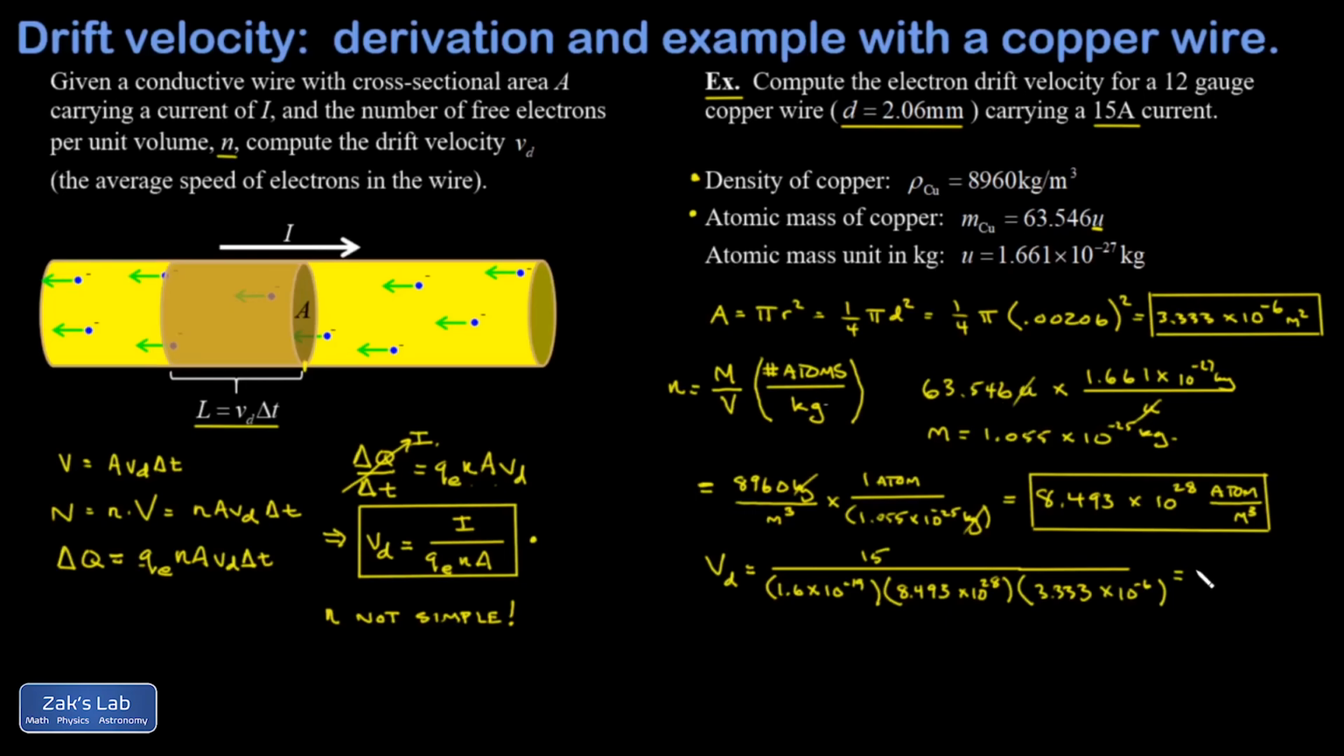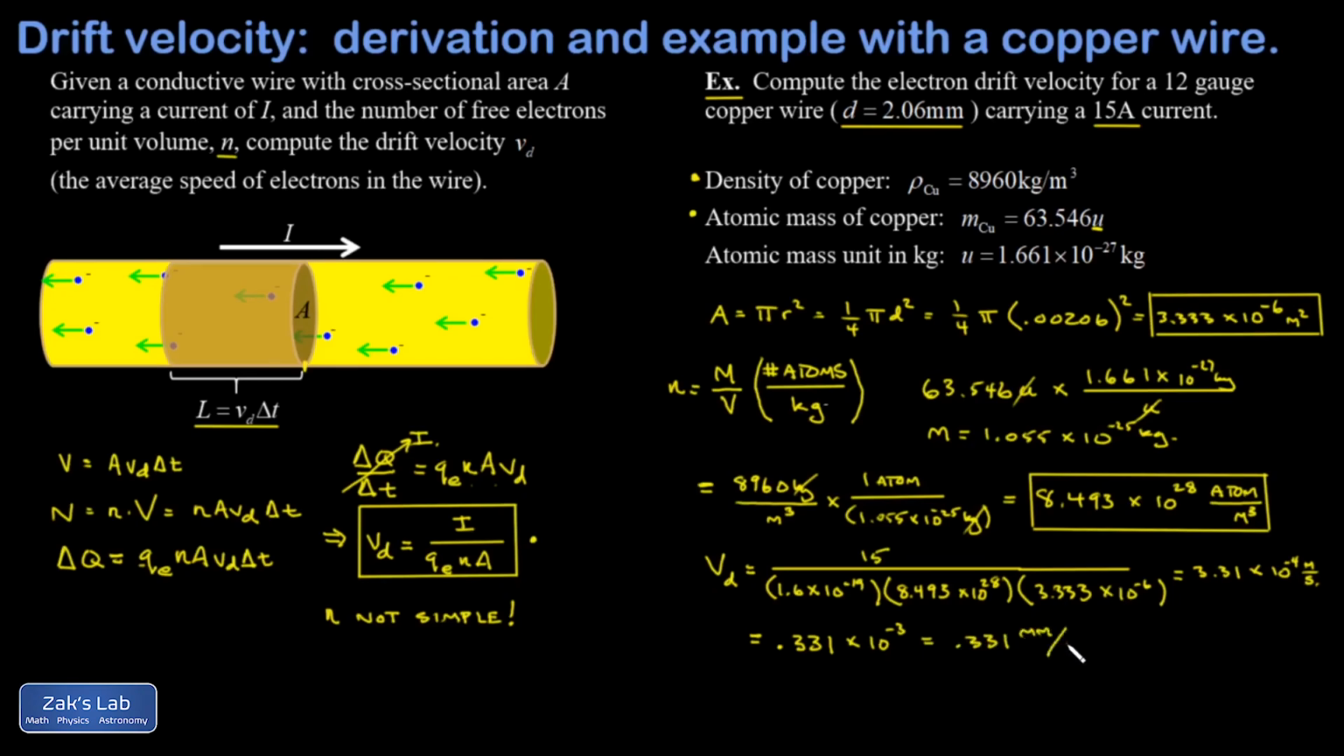And when I run the numbers on this, I get 3.31 times 10 to the negative 4 meters per second. And if I multiply 10 to the negative 4 by 10, I get 10 to the negative 3. I then divide the coefficient out in front by 10 to make up for it. I have 0.331 times 10 to the negative 3, or 0.331 millimeters per second.